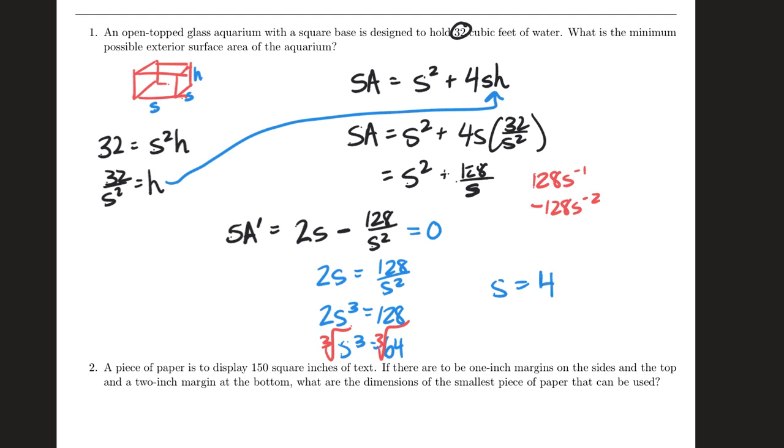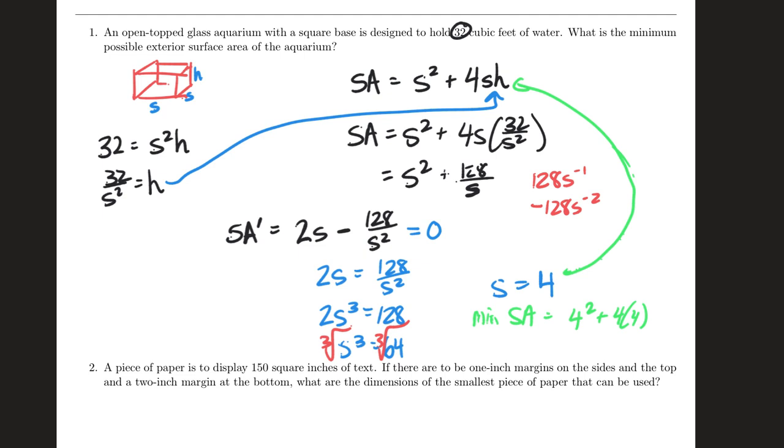Right, so the minimum area is going to be when the side of the bottom, so remember S is that square bottom, is 4. And the actual question asks, what is the minimum possible exterior surface? So it's asking, what is the surface area that's going to be minimum? That's when I plug 4 into my original surface area equation. So my minimum surface area is 4 squared plus 4 times 4.